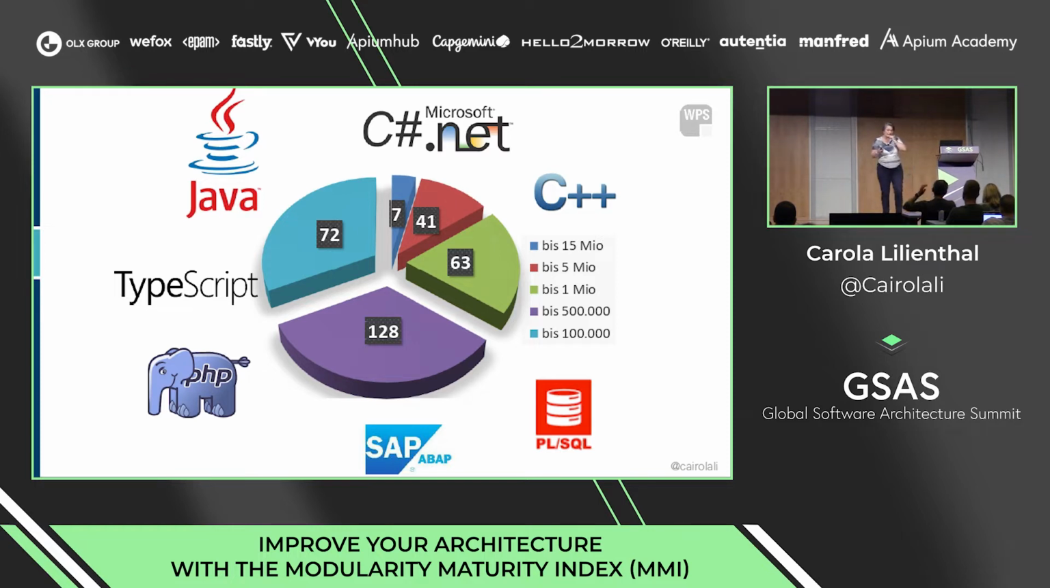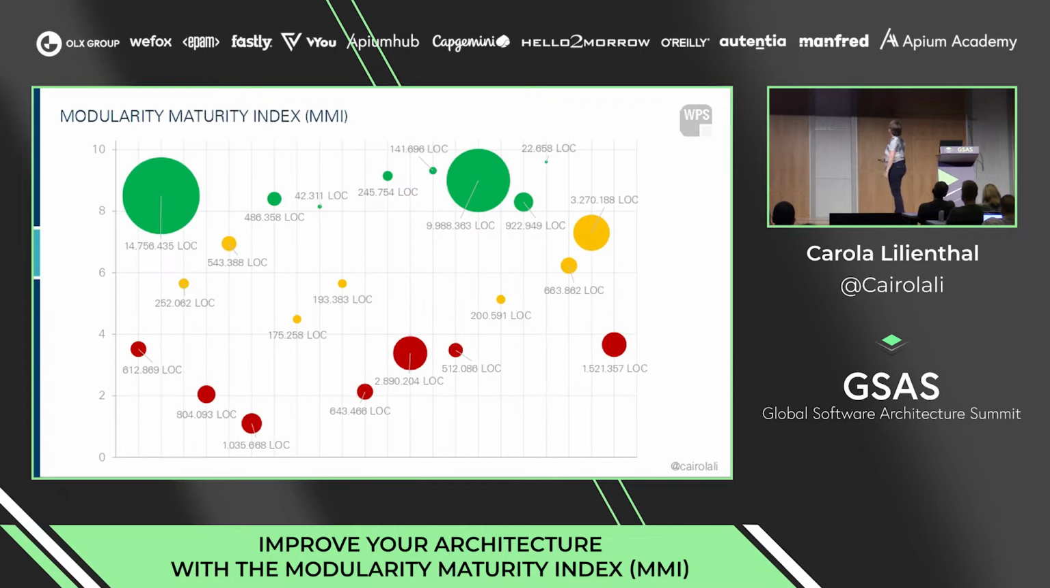So, and when I talk to managers about that, they always ask me, yes, I understand, but how good or how bad are we, you know? I mean, tell me one number. One number, okay. But then we did it, and this is the Modularity Maturity Index, and I will show you how we organize that, how we get to this number.